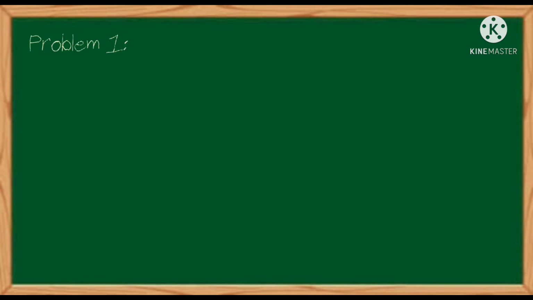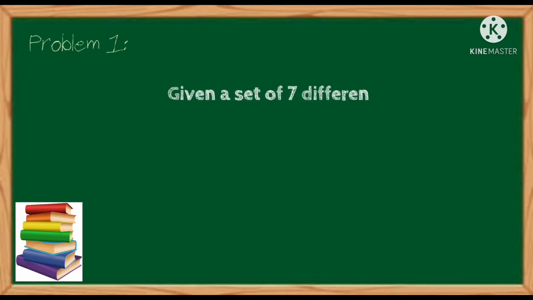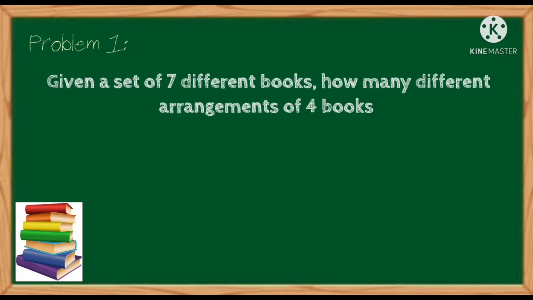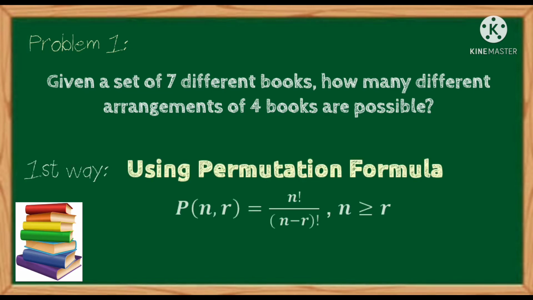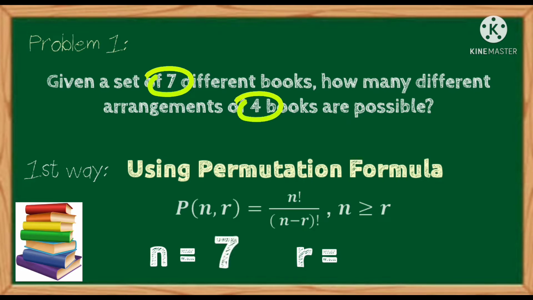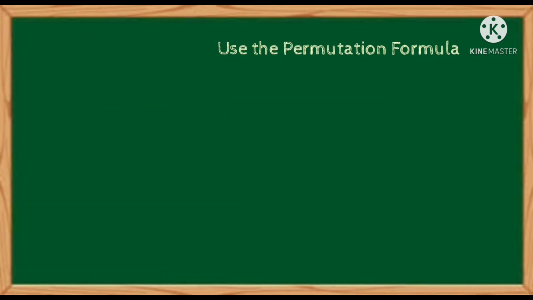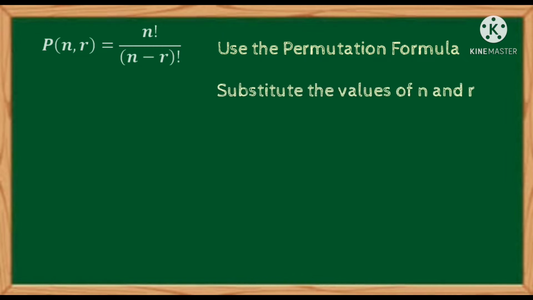Now, let's have problem number 1. Given a set of 7 different books, how many different arrangements of 4 books are possible? Let's have our first way using the permutation formula. Let's identify first the values of n and r in the given problem. There are 7 objects and they are selected 4 at a time. So the value of n is 7 and the value of r is 4. So now let's use the formula of permutation. We have the permutation of n taken r is equal to n factorial over the quantity of n minus r factorial.